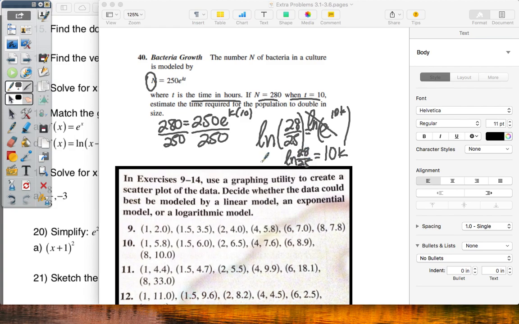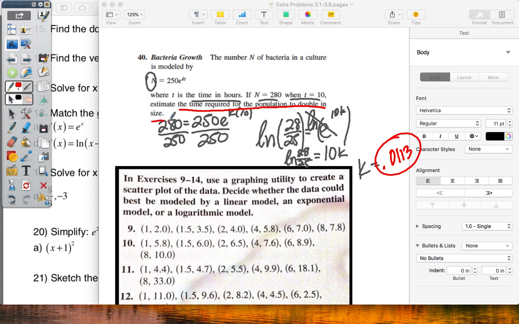And so when I do ln of 28 over 25 and then I divide by 10 to get k by itself, that gets me a certain value. We finally solved for k. Probably could do it on mine. 0.0113. Awesome.